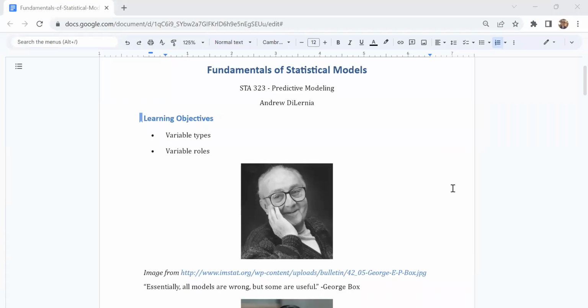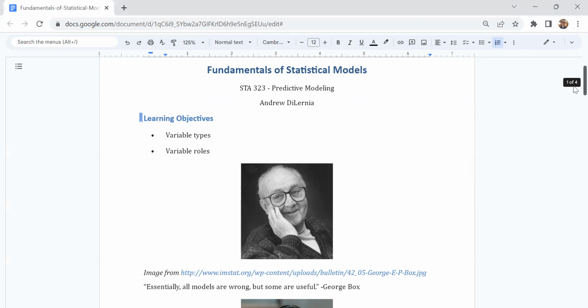Hey everyone, in this video we're going to be looking at an activity on fundamentals of statistical models. So in this activity, we're going to be looking at some key concepts related to statistical models and predictive modeling that are necessary for having a good understanding of the different types of variables that we're working with and their roles in the models that we're using.